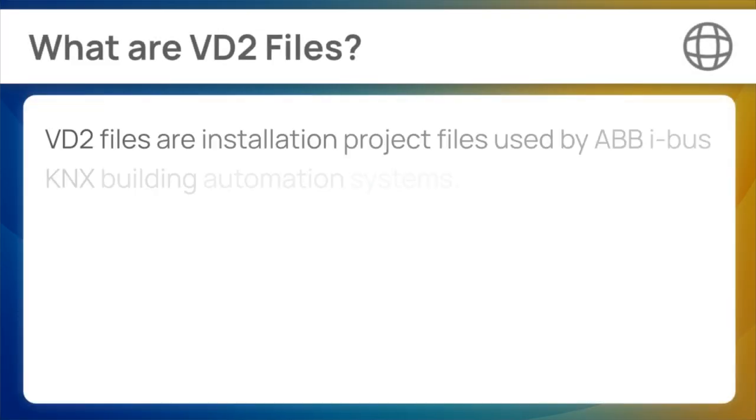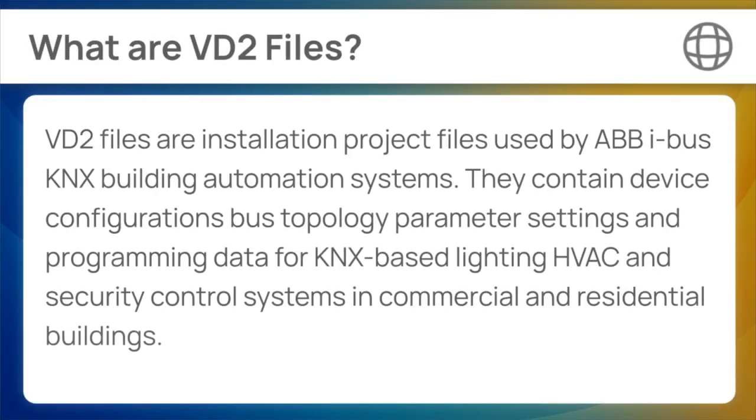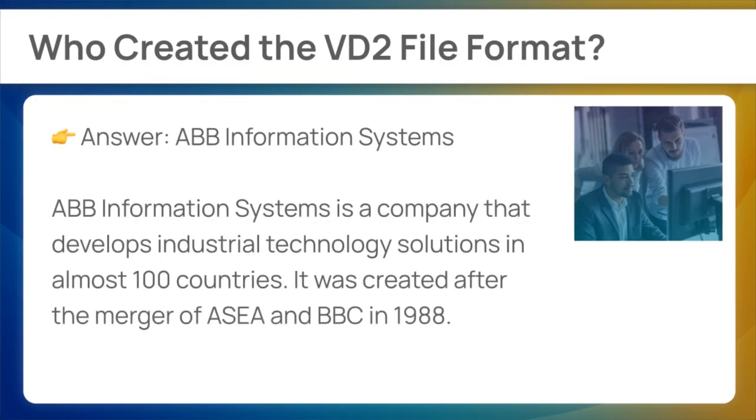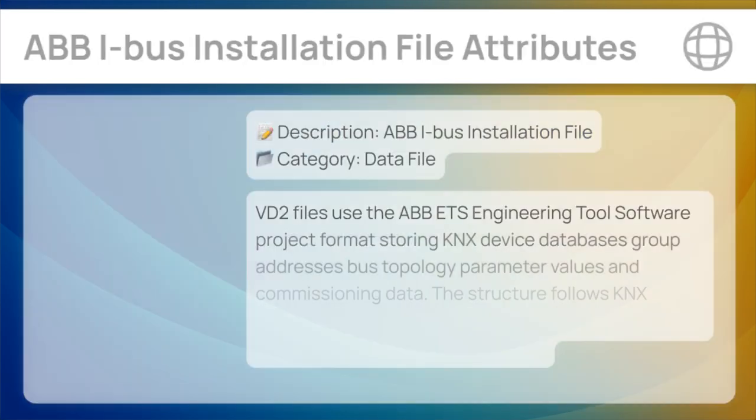VD2 files are installation project files used by ABB iBus KNX building automation systems. They contain device configurations, bus topology, parameter settings, and programming data for KNX-based lighting, HVAC, and security control systems in commercial and residential buildings.